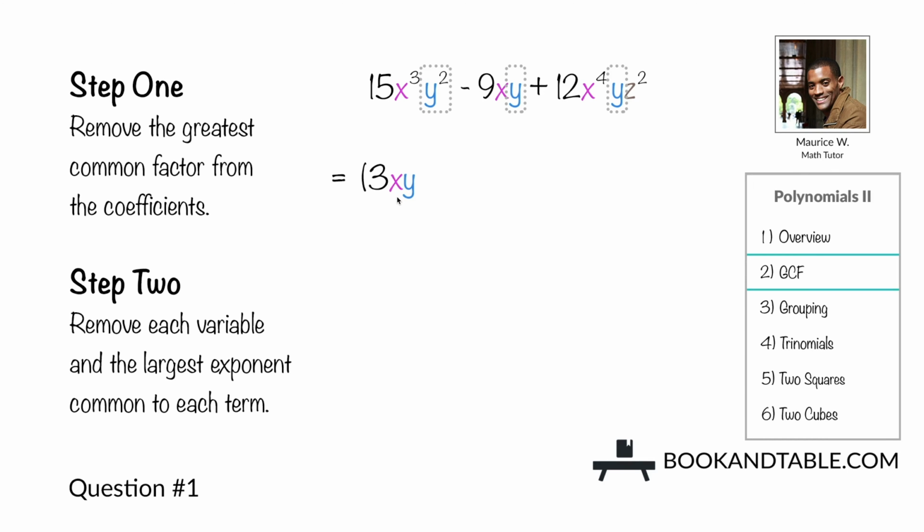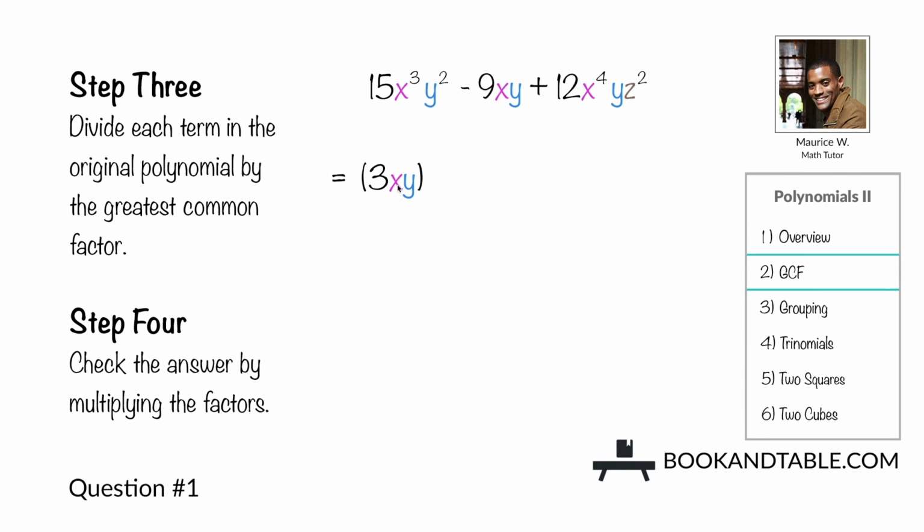And now y, we have y with an exponent of 2, y with an exponent of 1, and y with an exponent of 1. So the y to an exponent of 1 is common in all three, so we remove that. And for our third variable, z, we only have z in one term. So since it cannot be removed from all three terms, it is not a part of the greatest common factor. So the greatest common factor for this polynomial is 3xy.